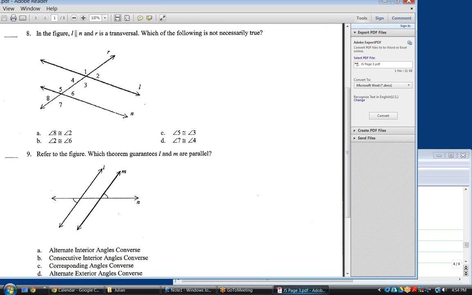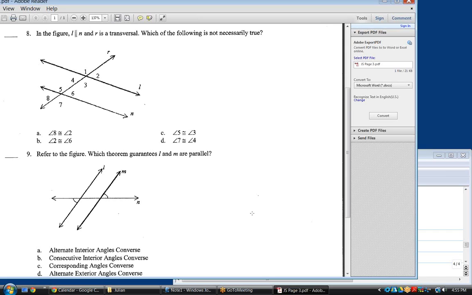Another parallel line and transversal. Like I said, you're going to run into a lot of these, so let's make sure we get these right. L and N are parallel. Let's go through each of these, because this is another one of those questions where you look for the wrong answer. So, is 8 equal to 2? Yes, because they're both the acute angle.